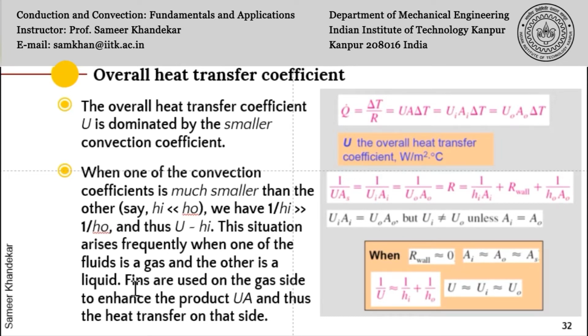So the question is, where should we add the fins? Should we add the fins inside or outside the tube? The answer is very simple. Wherever the heat transfer coefficient is low, we would like to add fins on that side, so that the thermal resistance 1/UA actually becomes lower.